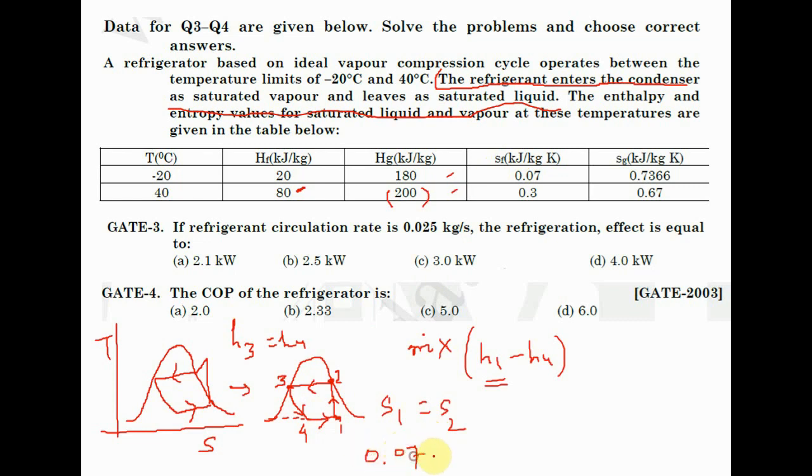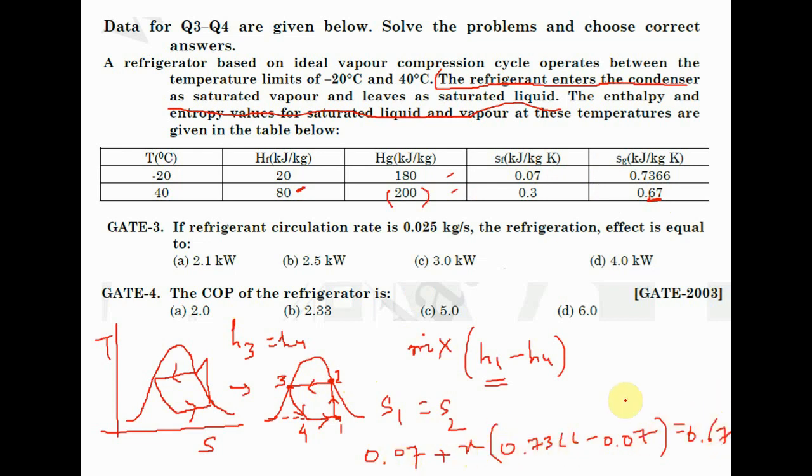So it is equal to 0.07 plus X into SFG. SFG will be nothing but SG minus SF, that is 0.7366 minus 0.07. This is equal to S2. S2 means that at plus 40 degrees Celsius, the condenser temperature, what is the saturated vapor entropy? The saturated vapor entropy corresponding to 40 will be 0.67.